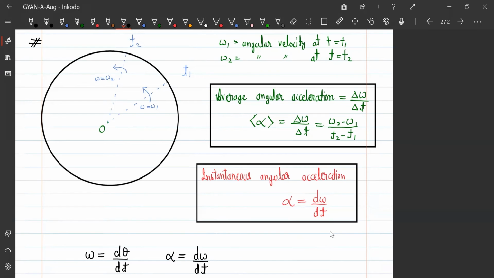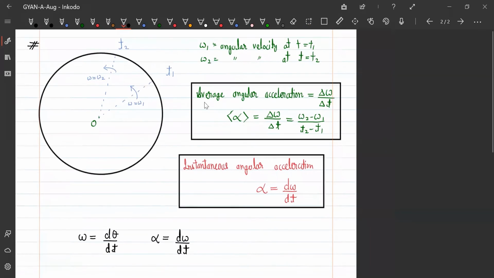Okay, अच्छा एक और रिलेशन डिराइव कर सकते हैं. So I know that alpha is d omega by dt. तो एक d theta से मल्टीप्लाई डिवाइड कर दिया जाए तो d theta by dt हो जाएगा ओमेगा. So this becomes omega d omega by d theta. एक थर्ड रिलेशन जो आ जाता है, that is alpha is equal to omega d omega by d theta.